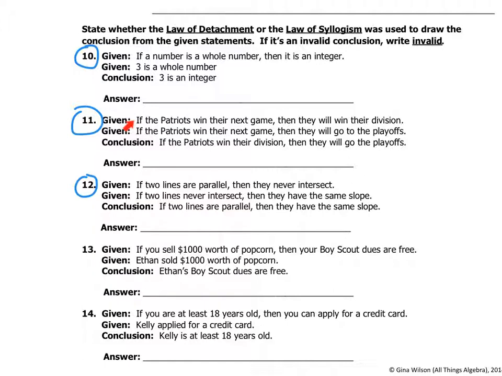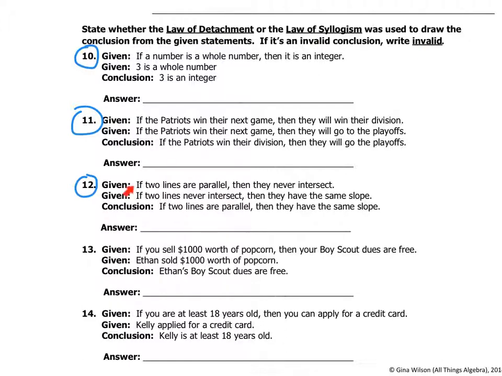Number 11: If the Patriots win their next game, then they will win their division. If the Patriots win their next game, then they will go to the playoffs. If the Patriots win their division, they'll go to the playoffs. That was the conclusion. Okay, that's the conclusion. Use your notes. If it doesn't match up to either one of these correctly, it's invalid.